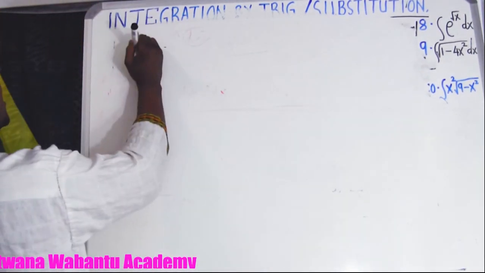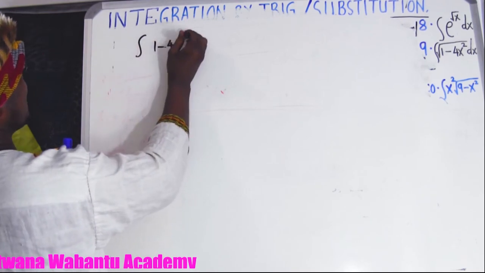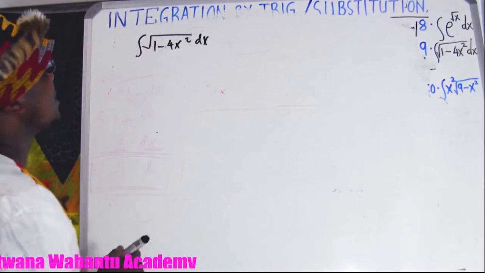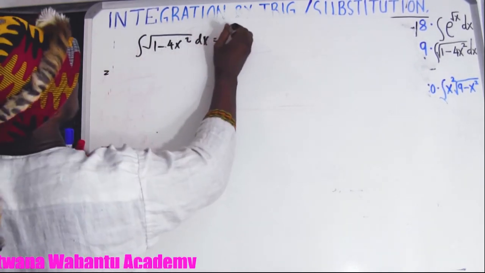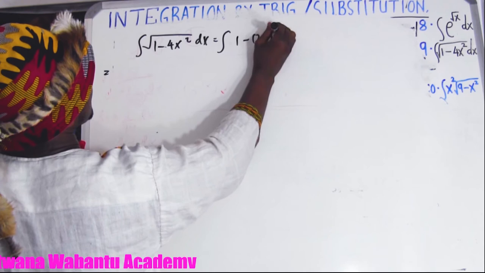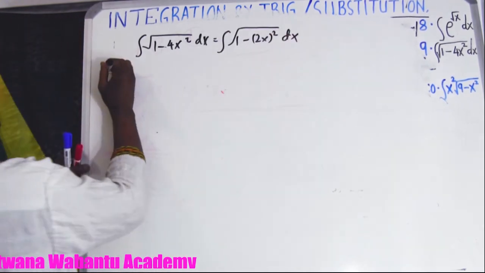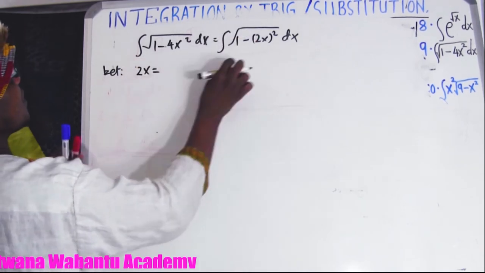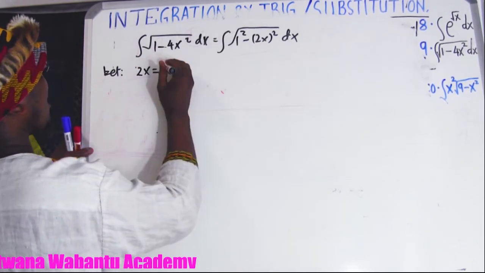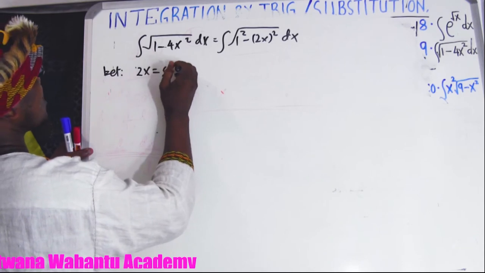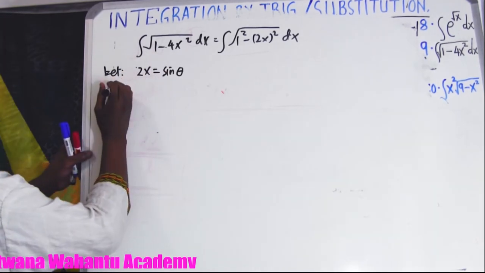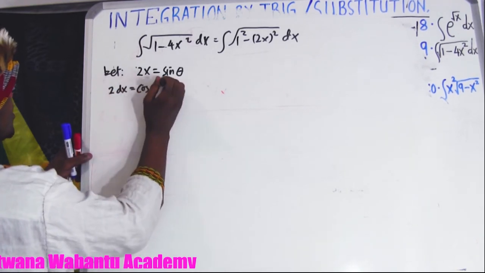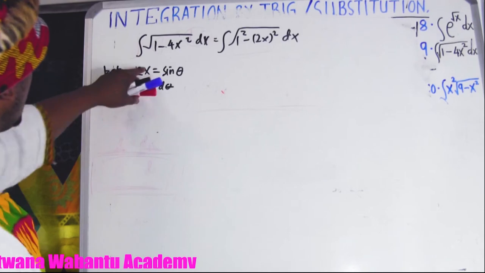Okay, number 9, integral of square root of 1 minus 4x squared dx. So let me say integral of square root of 1 minus (2x) squared dx. So let 2x equal sine theta, because it's like 1 squared minus sine squared. Differentiate this, it's going to give us 2 dx equal to cos theta d theta. Yes, it's 2 dx.